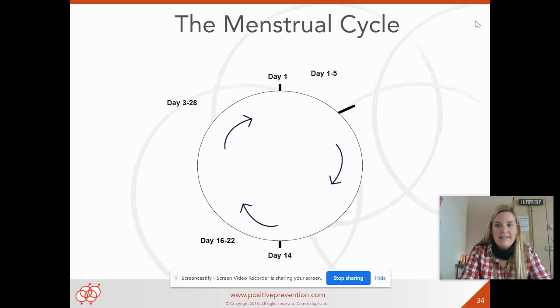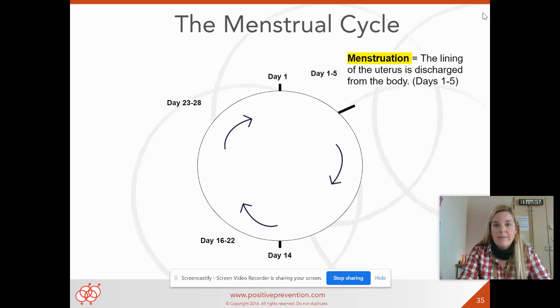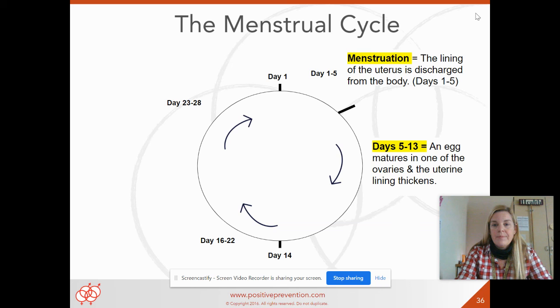All right, we're going to add to this now. So now let's write out what's happening on days 1 through 5. So days 1 through 5 is called menstruation. This is the lining of the uterus being discharged from the body, which happens approximately on days 1 through 5. So please write that in on your diagram. The next few days, we're going to mark as days 5 through 13. And this is where an egg is maturing in one of the ovaries, and the uterine lining is starting to get thick.